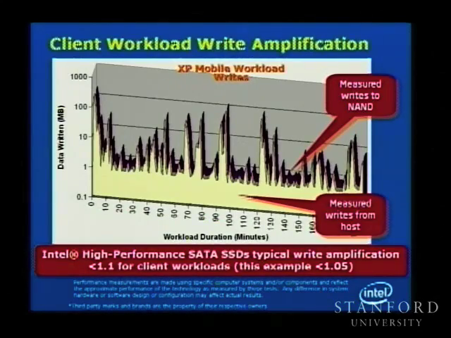The y-axis is showing the data written. This is on the SSD that I showed you, running some sort of mobile workload under XP. Is there a question?